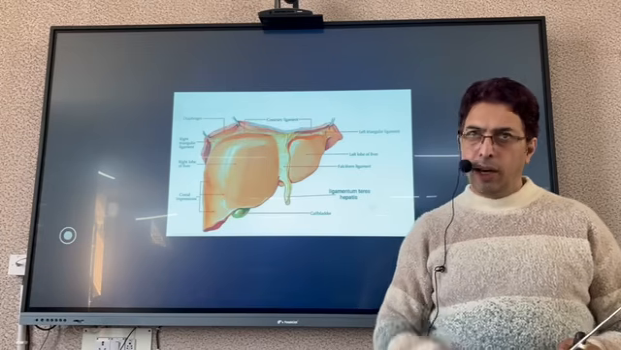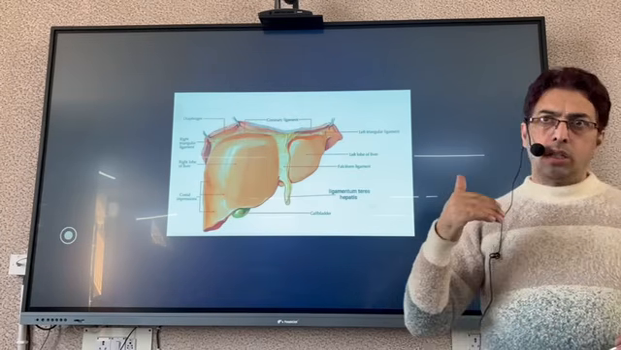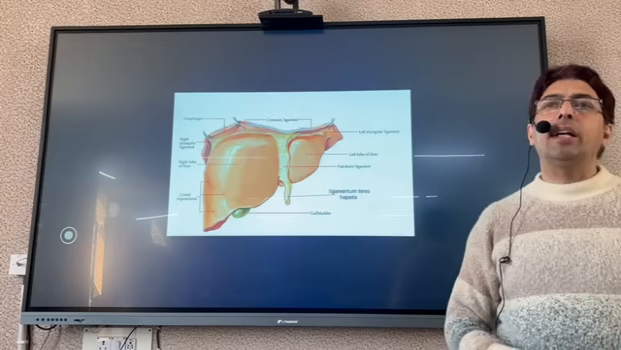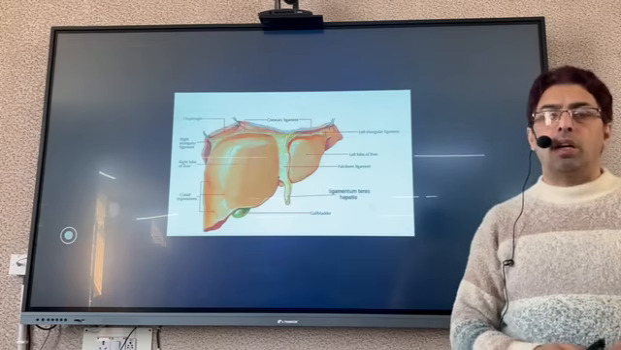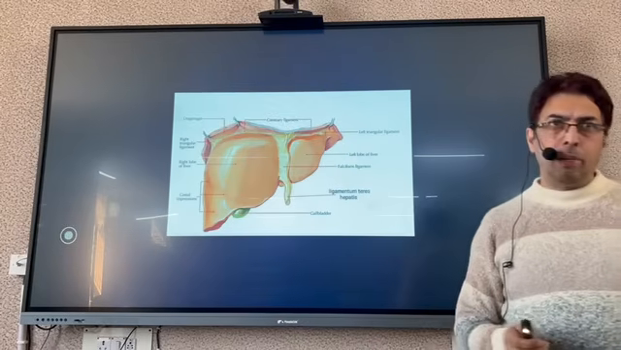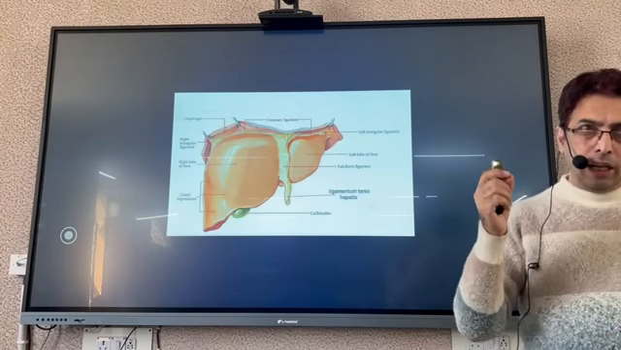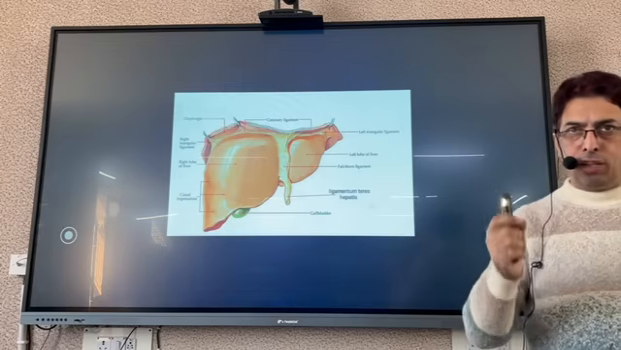Got it? Any confusion? So these are some of the important ligaments in connection. This is a very important question asked from you. So the coronary ligaments, the triangular ligaments, the ligamentum teres, and the falciform ligament.